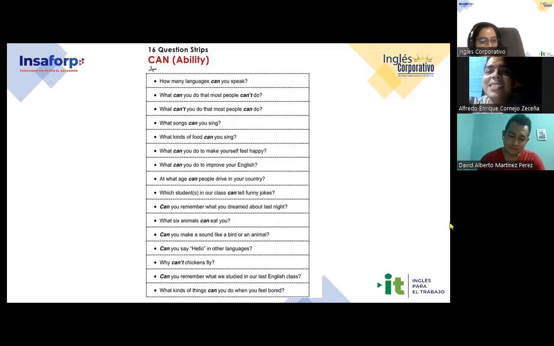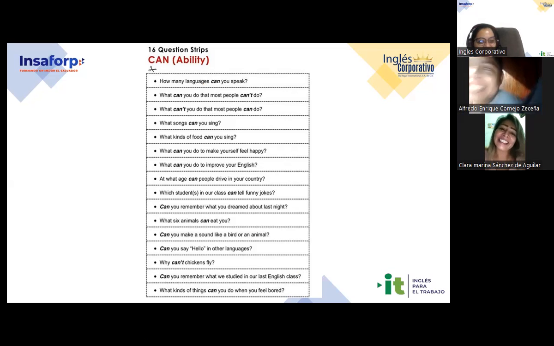Vaya, Alfredo, elija uno de sus compañeros y agarre una pregunta. Clara. A ver, Clara, ¿qué le va a preguntar a Clara? Can you say hello in the other language? Clara, ¿puede decir hola en otro idioma? Yes, dígale. Yes, I can in Spanish. Hola. Yes, I can. In Spanish, hola. Ok, excelente, Clara.